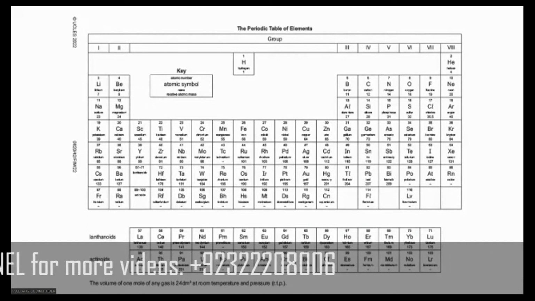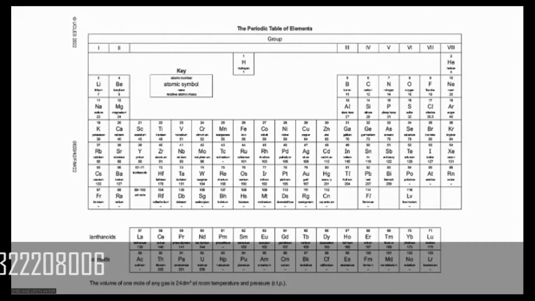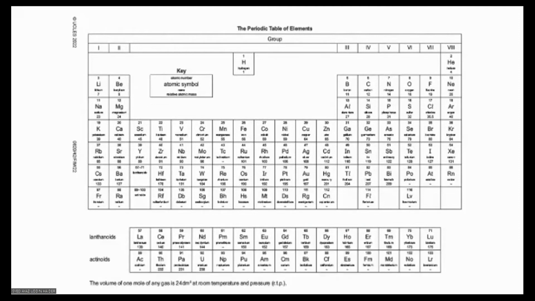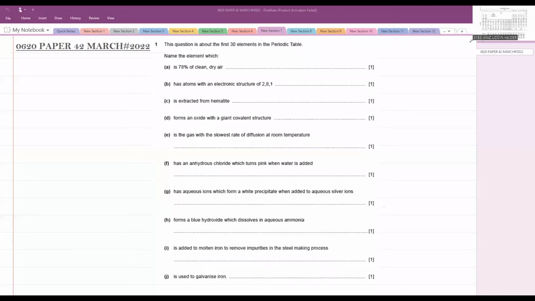In this video, I am going to explain how you're going to answer the questions for IGCSE Chemistry 0620 March 2022 paper 42, which is the extended version. I'm not going to explain the instructions as you already know that you have to attempt all the questions and the periodic table is printed at the end of the question paper. Let's begin the paper. Question 1 is about the first 30 elements in the periodic table.